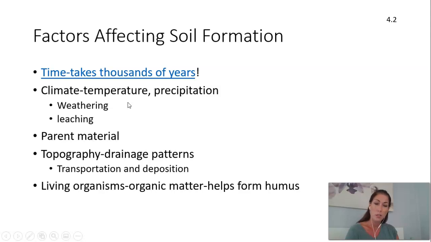And that's why areas like tundra are very sensitive. Their soil is very vulnerable if they have erosion, because it's going to take a very long time to form any new type of soil.